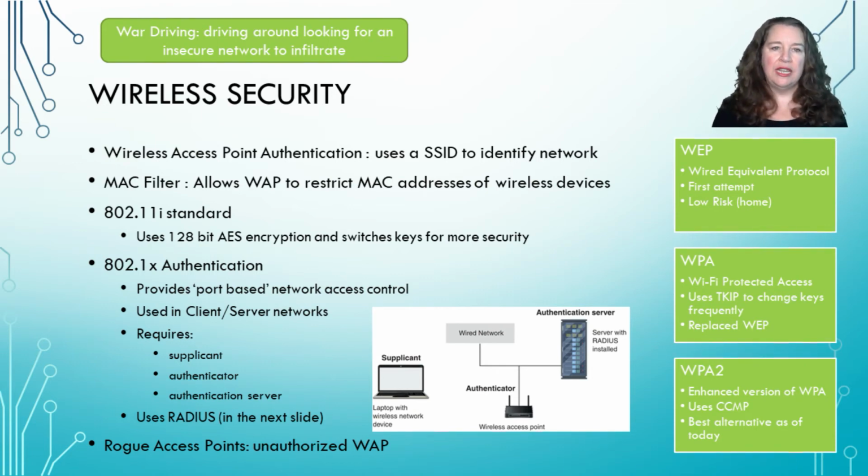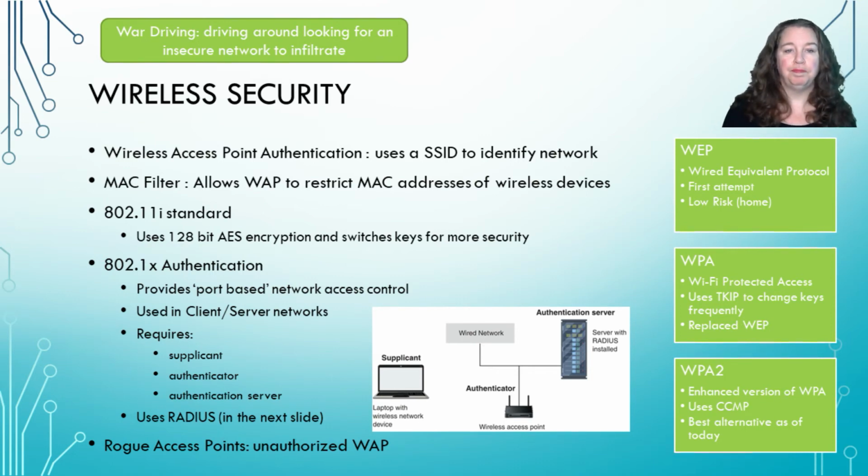You have a port-based network access control. We use them a lot in client servers, and you require three parts: a supplicant, an authenticator, and an authentication server. In the image here, you can kind of see how it attaches you to your wired network. Your supplicant is you, the login from a remote location. Your authenticator is usually your wireless access point that is going to authenticate you. And then your authentication server, which uses Radius, which we'll discuss on the next slide, is going to authenticate you and make sure that you are allowed in.